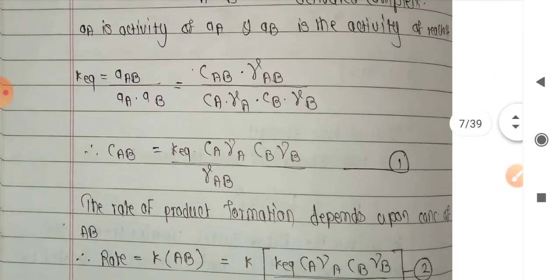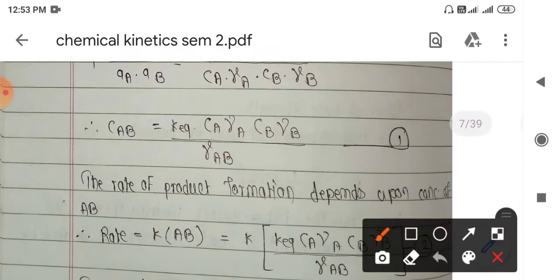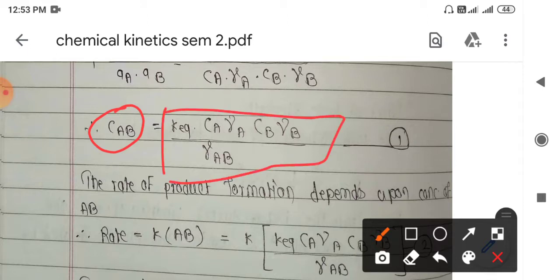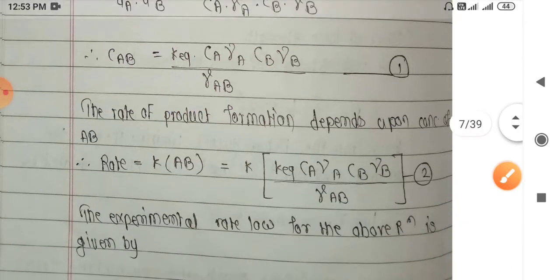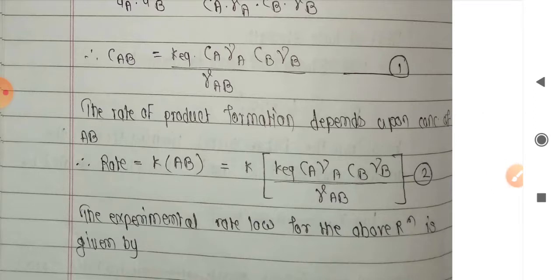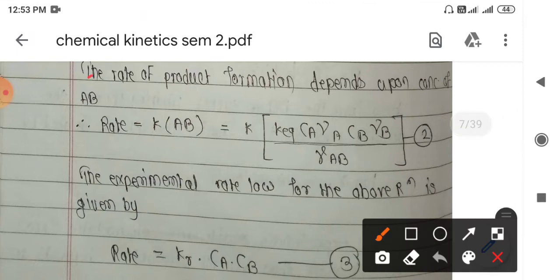So this is the substitution for the activity. If you want to find the value of the concentration of the activated complex, we just rearrange the above equation to get the concentration of AB as K equilibrium into the concentration of A into the activity coefficient of A into the concentration of B into the activity coefficient of B, upon the activity coefficient of the activated complex, which is AB. So the rate of product formation will depend upon the concentration of AB.